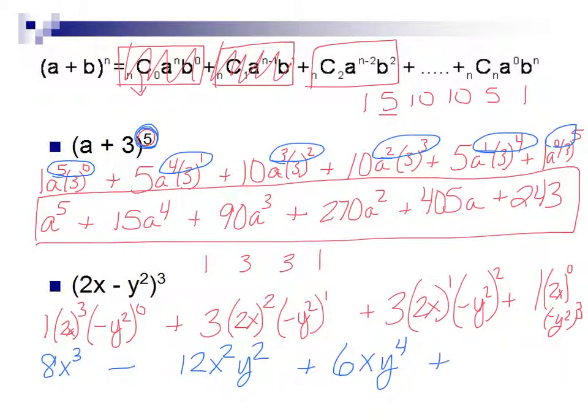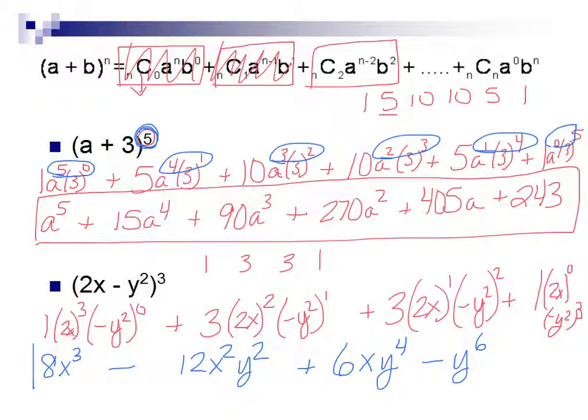Plus, last term, I've got my 1, I've got my 2 to the 0, that's 1. The x is going to drop off because it's to the 0, and all I have is this -y squared cubed. Oh, that's cubed, so let me go back and erase. That's going to be a minus. And then it's going to end up a y to the 6th power. You multiply those. Okay, so that's it right there.